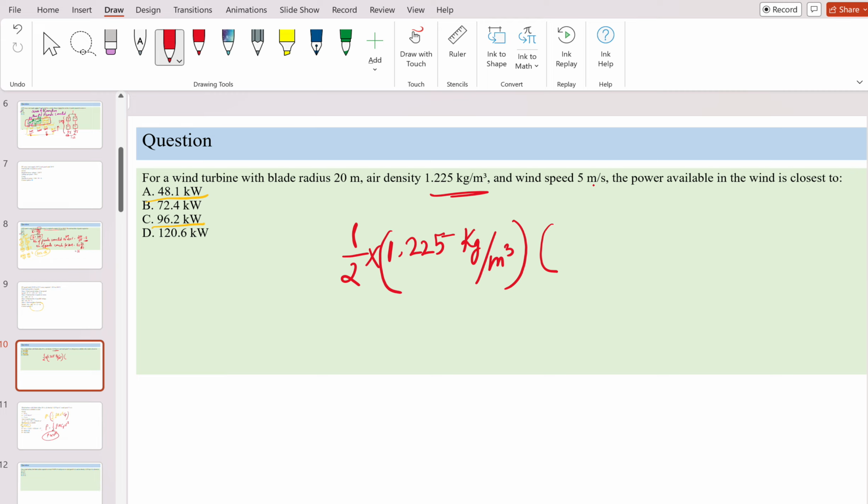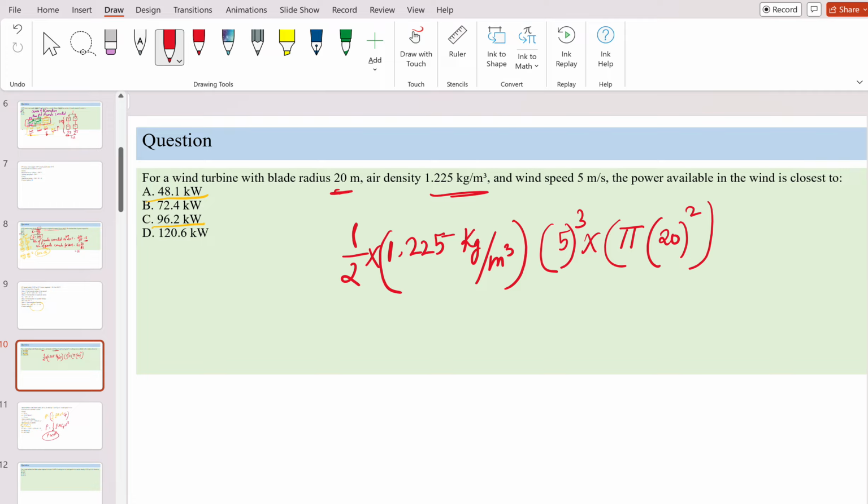Now you have to multiply by 5 cube. Then multiply by the area. Area is basically pi r square, that is pi times 20 squared. So after calculating, you will get the value.